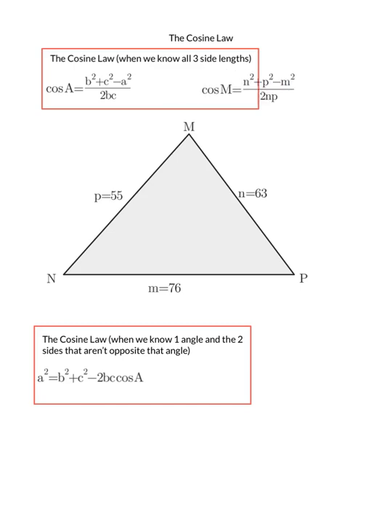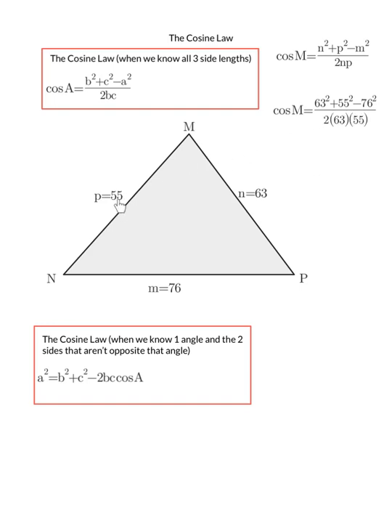All right, let's just use this one. We're going to try to find the angle M to start. So let's just start plugging things in here. We have cos of M is equal to n squared, so that's 63 squared, plus p squared, so 55 squared, minus little m squared, 76 squared, all divided by 2, also divided by n, which is 63 again, also divided by p, which is 55. So put that in your calculator, and the cos of m is equal to approximately 0.1758.